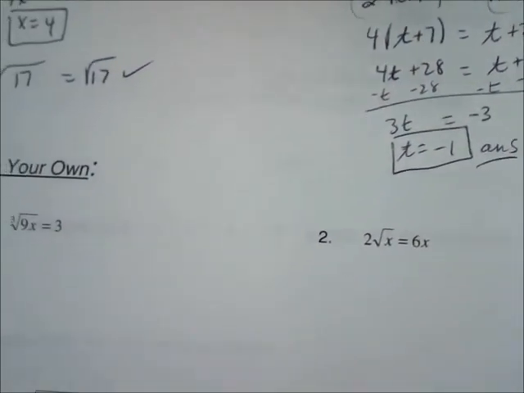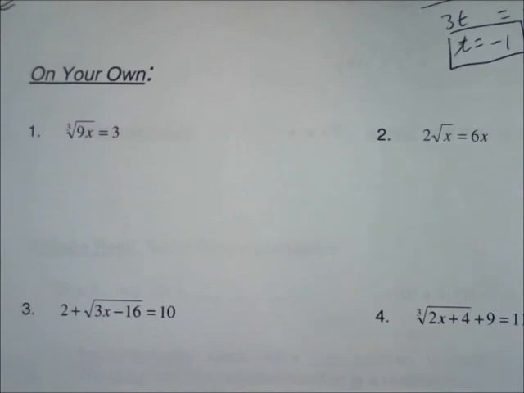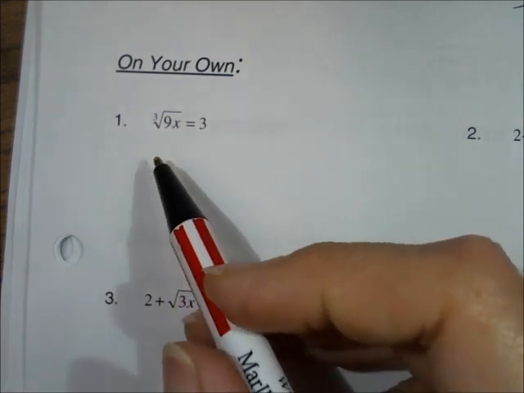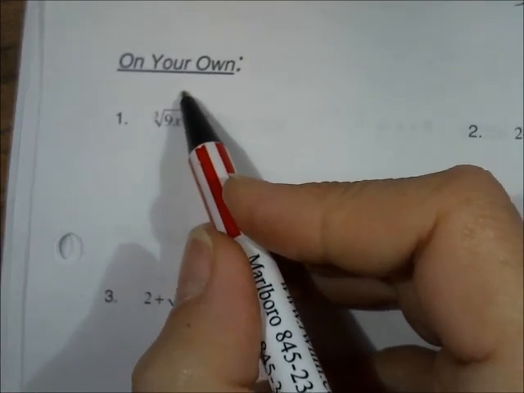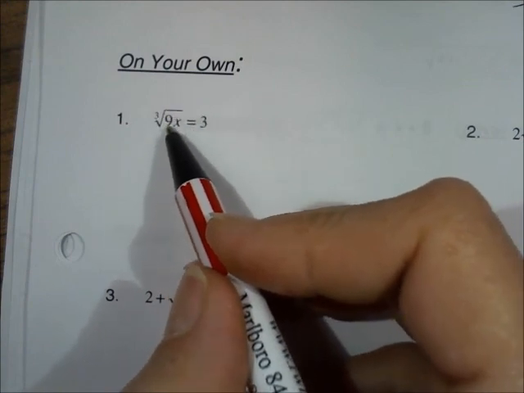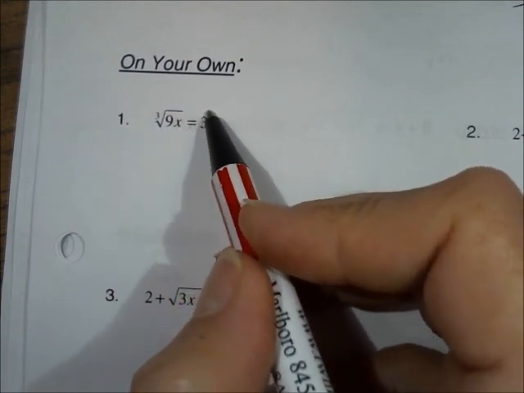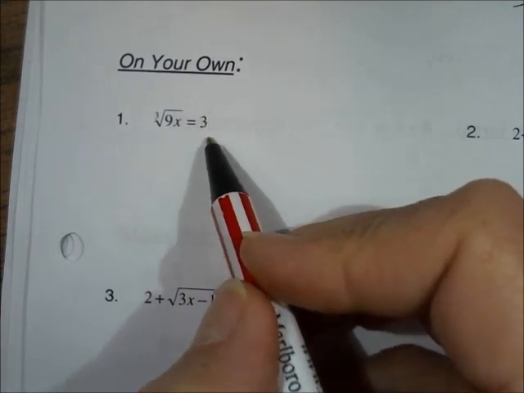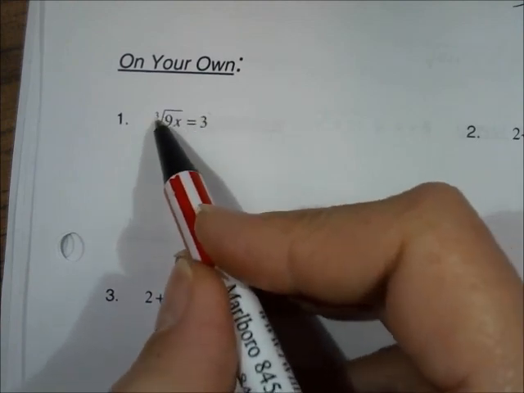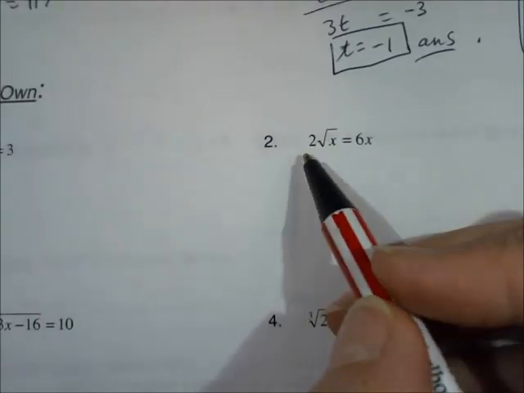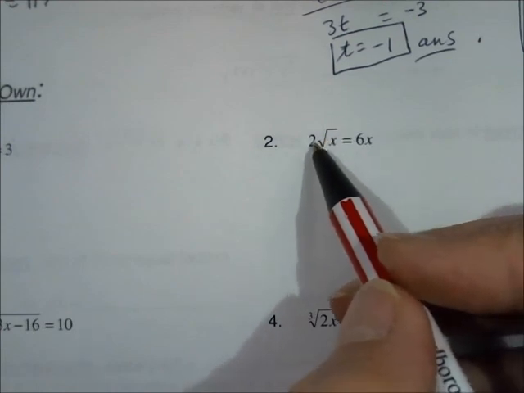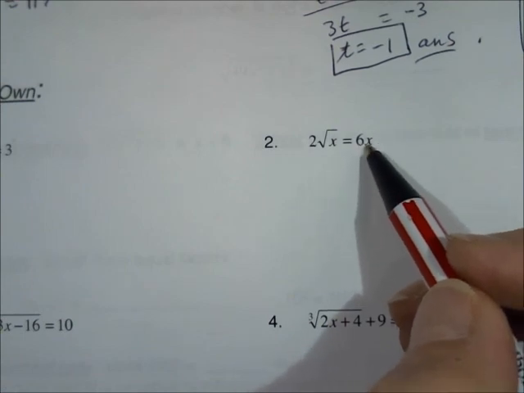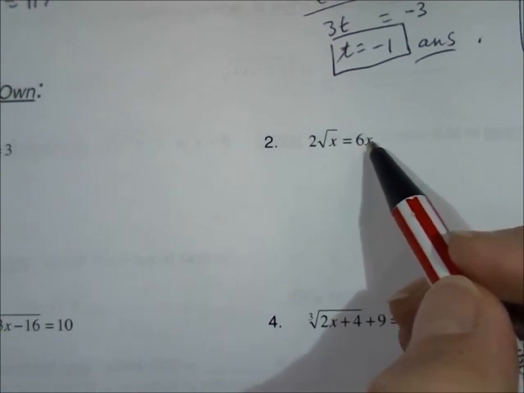Now the next ones are on your own, and I'd really like for you to do these on your own. I'm just going to talk you through this first one. Make sure you cube both sides, and when you cube this, it's just going to leave you with 9x equals 3 cubed. And remember, 3 cubed is not 9. 3 cubed is 3 times 3 times 3, which is 27. So remember, cube both sides here. On number 2, when you square the left, make sure you square the 2 and get 4x. And when you square 6x, you'll get 36x squared. So be careful on that squaring.